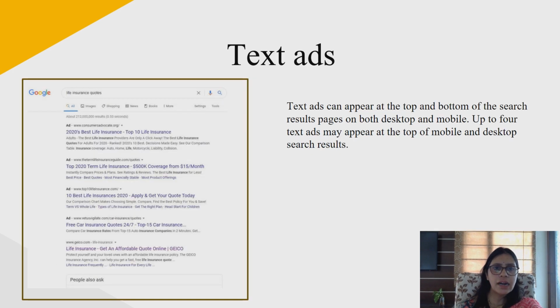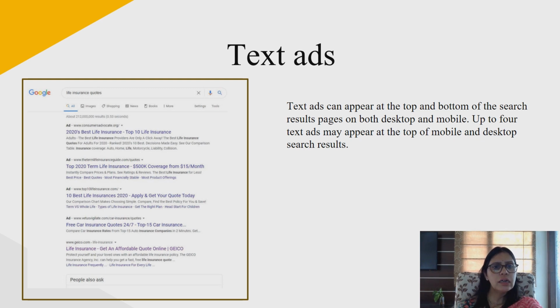Then there are text ads, wherein if you are searching something, you can see "ad" written. It's not the organic search, rather these are the ads which are mentioned on the result page. So text ads can appear at the top or at the bottom of the search result page, on desktop and on mobile also. And a maximum of 4 text ads can appear at the top of the mobile or desktop search page.